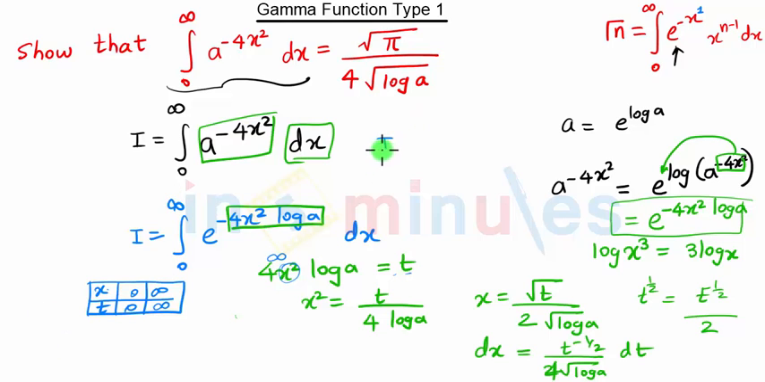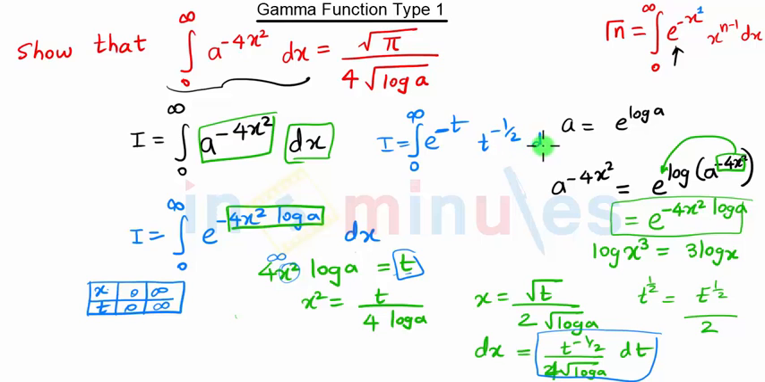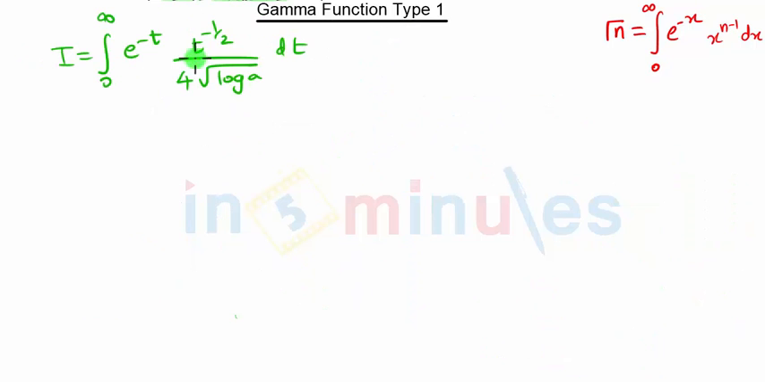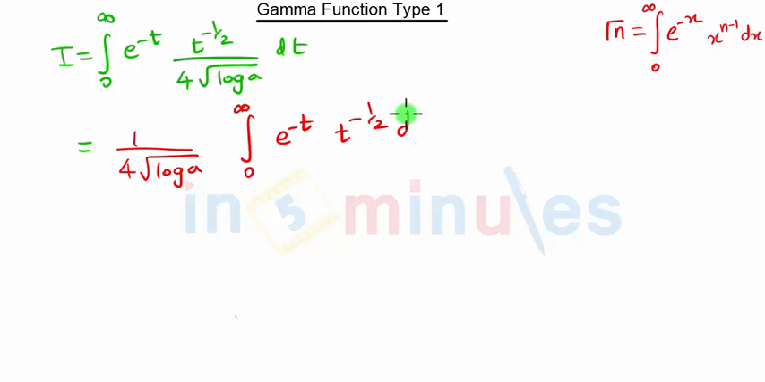So we get I equal to the integration from 0 to infinity of e raised to minus 4x square log a, which is nothing but t, into dx. What is dx? Dx is this term, that is t raised to minus half into dt upon 4 root of log a. So consider this equation now. 4 root of log a is constant, so we can take the constant out of the integration. So we get the integration from 0 to infinity of e raised to minus t, t raised to minus half dt.